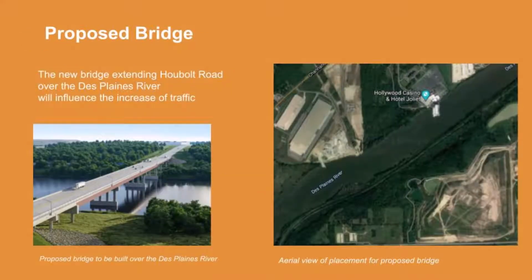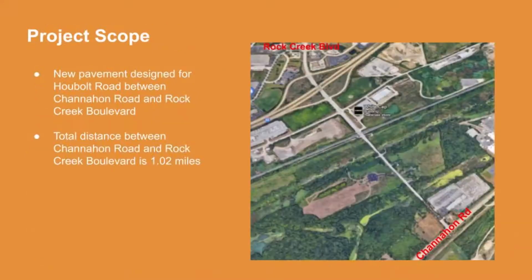As you can see here, this is where the proposed bridge is to be built over the Des Plaines River. And this is our project scope, from Canahan Road to Rock Creek Boulevard.